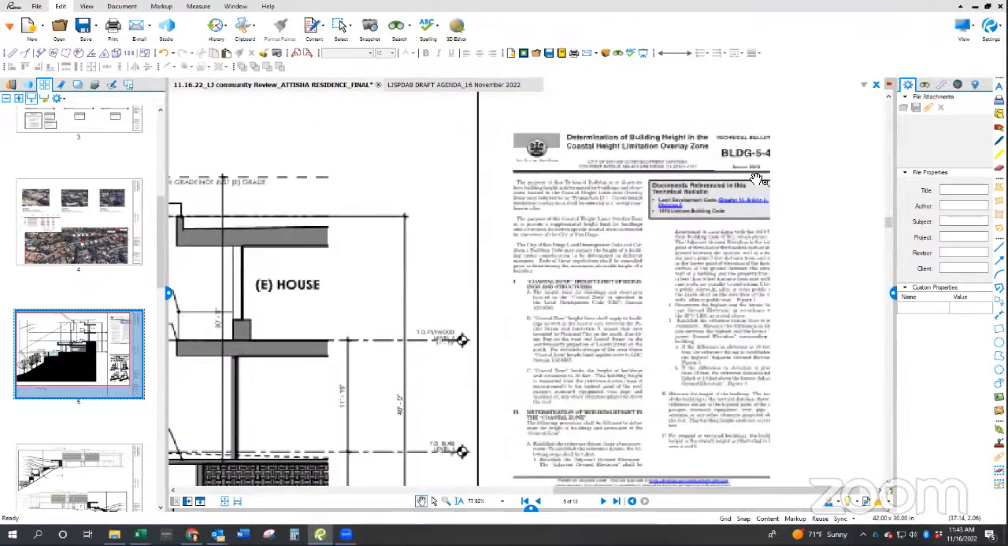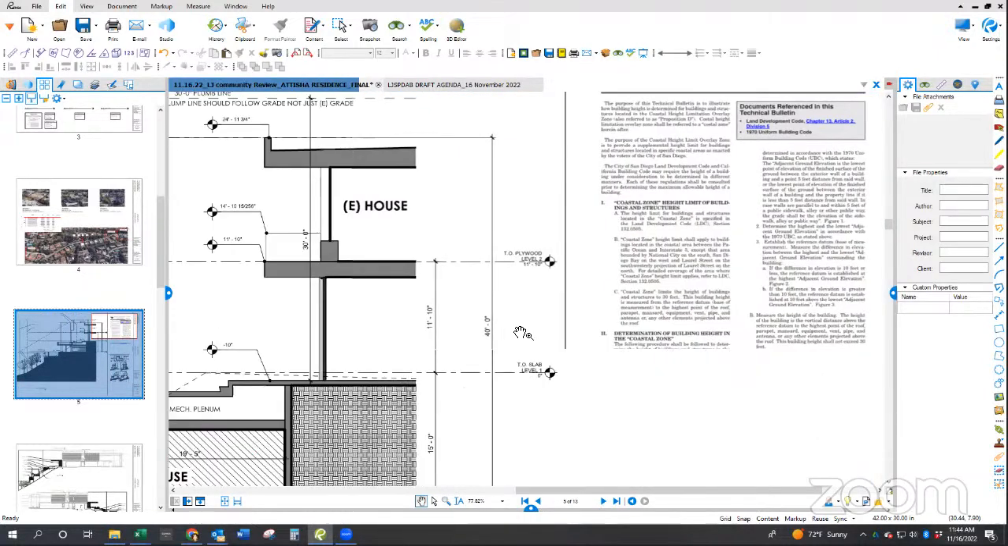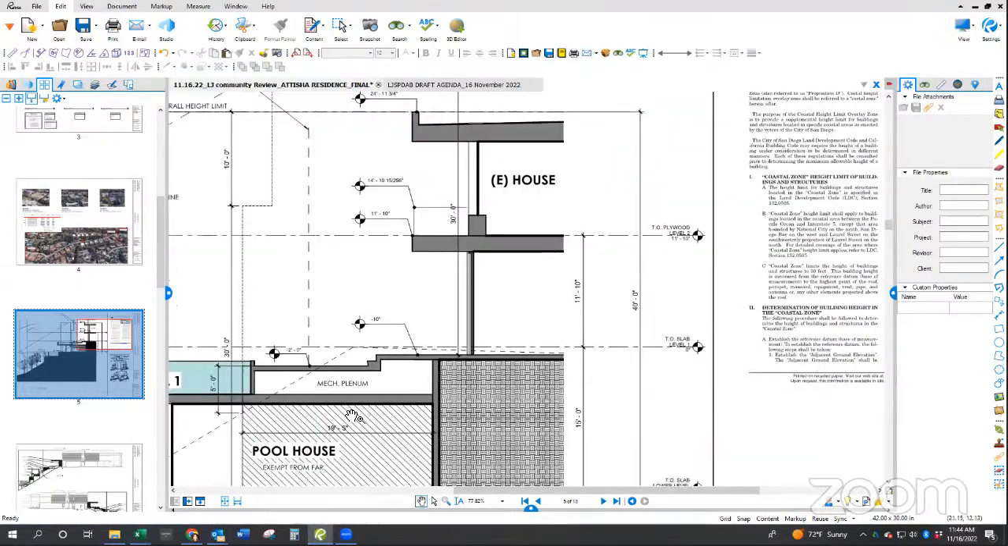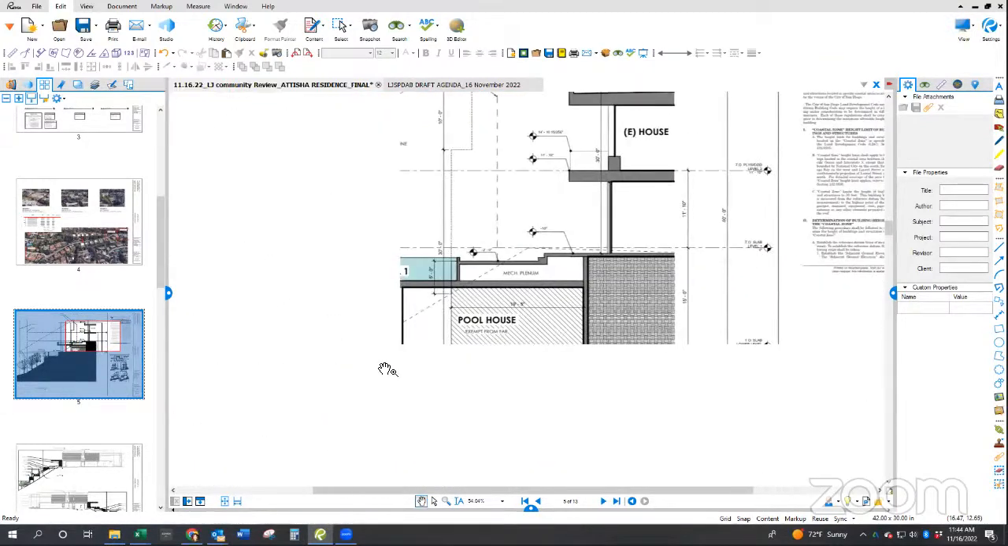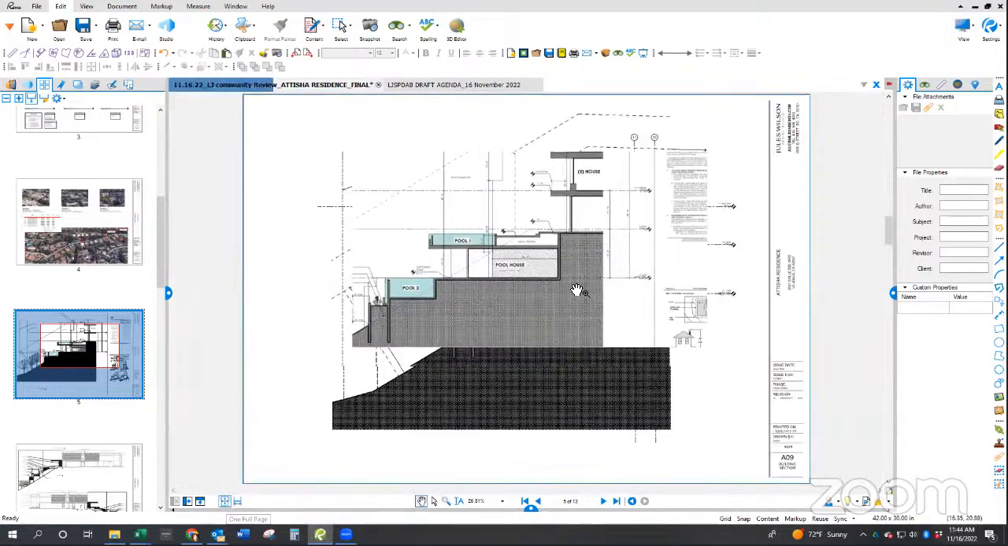Yes, this is regarding the coastal height limitation overlay zone. We're basically proving to you how we're measuring the house and where our low datum point is derived from. And it is indeed derived from the low point in the structure. Bear with me as I move things around. Right here, and that's at our elevation here. So we are measuring from this point on up.